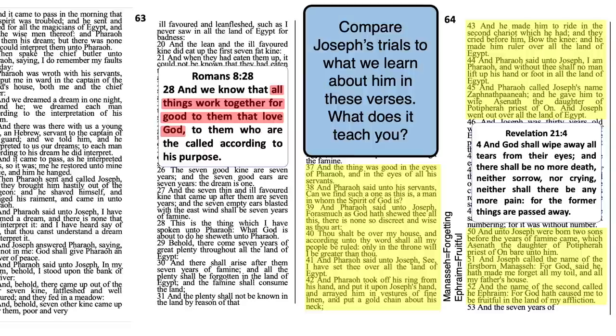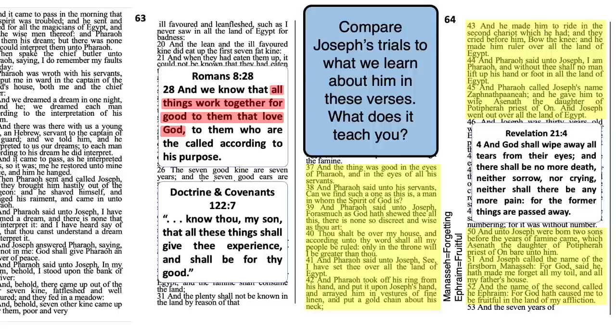What was it that God said to Joseph Smith in his dungeon after listing all the terrible things that had or could happen to him? "Know thou, my son, that all these things shall give thee experience and shall be for thy good." That's God's power, the ability to make all things good in the end, even the worst of things.